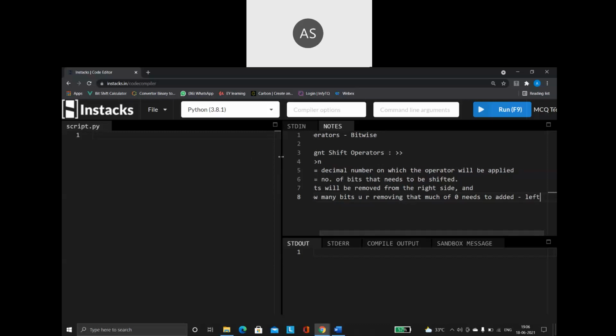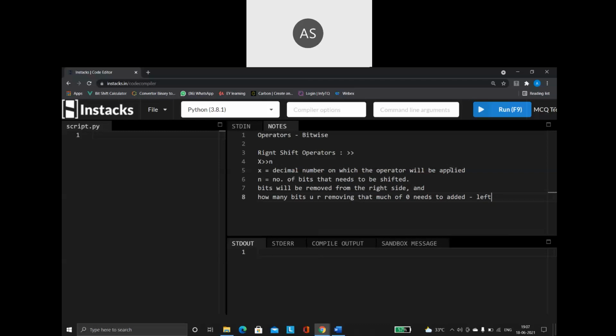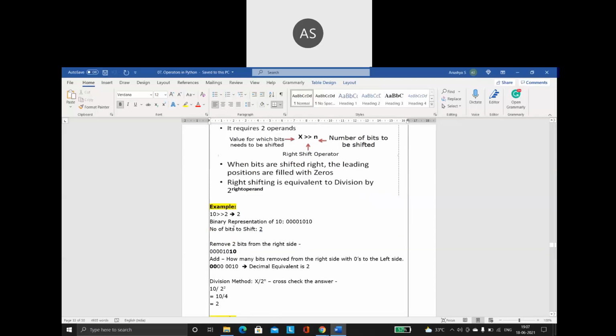Remember this always: from whichever side you are removing the bits, in the opposite direction you have to add the zeros. In the left shift operator, we were removing the bits from the left hand side, so on the right hand side we were adding the zeros. But here, this is a right shift operator. You will be removing the bits, and how many bits to remove is denoted by this number n. However many bits you are removing, that many zeros need to be added in the opposite direction. Let us try to do this with the help of an example.